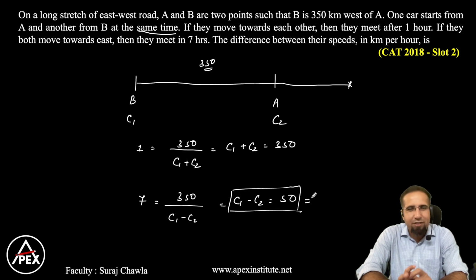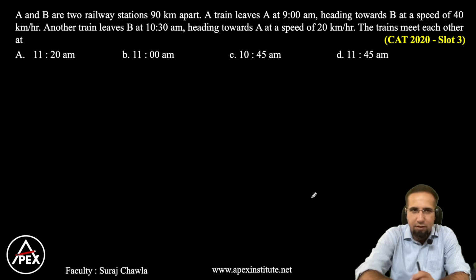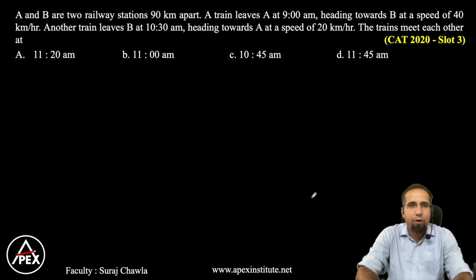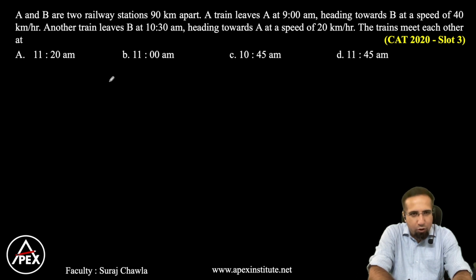Right, so very easy question. All we need to understand is relative distance, relative speed, time taken to meet. Three simple things and this concept becomes easy. Now, let's look at this question. Now, A and B are two railway stations 90 kilometers apart. Okay. So, I have A and B which are two railway stations and they are 90 kilometers apart.